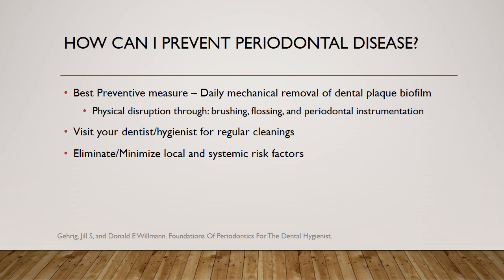So how can you prevent periodontal disease? Well, the best preventive measure is through daily mechanical removal of plaque through proper toothbrushing and flossing, and also periodontal instrumentation, which is performed by your hygienist. And this is why it's important to visit your dentist and hygienist twice a year for cleanings. And lastly, to prevent periodontal disease, you can eliminate or reduce local and systemic risk factors, such as quit smoking or make sure that you have control of your diabetes if present.